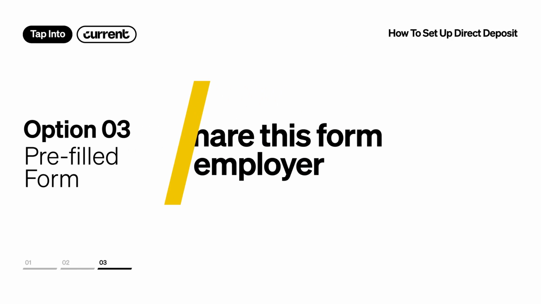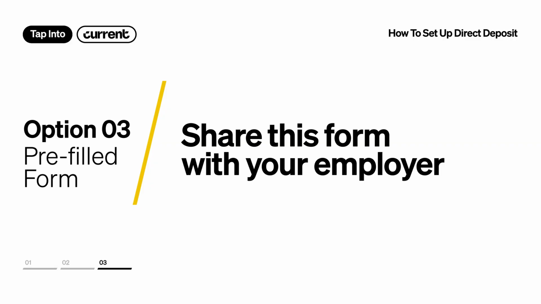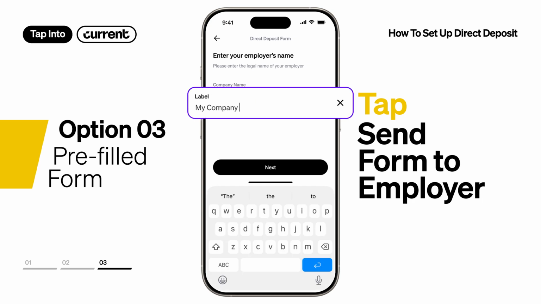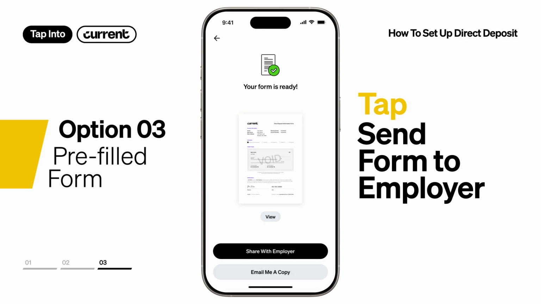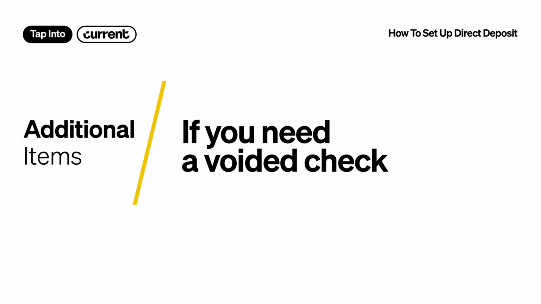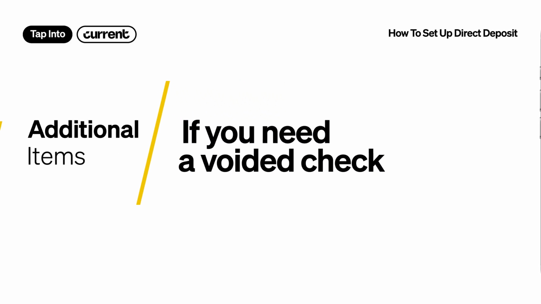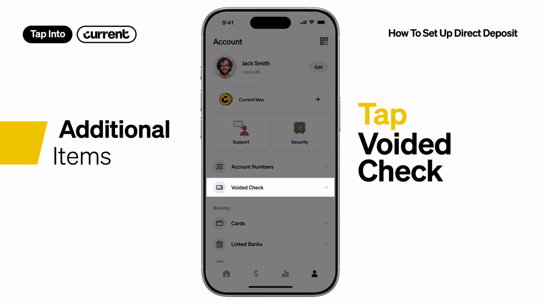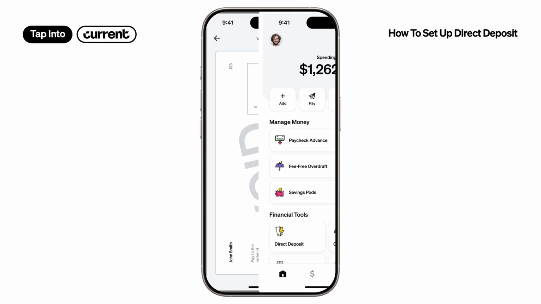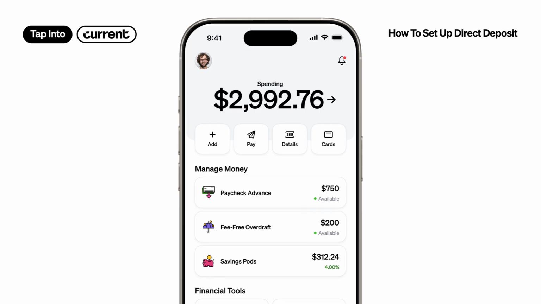Additionally, if you can't find your employer, you can send them a pre-filled form. On the Setup Direct Deposit screen, tap Send Forward to Employer. Follow the steps to enter your employer's name and ensure your form is ready, including all of the information they need. Some employers might require additional information, like a voided check. You can find that in the Account tab underneath Payroll Deposits in the menu. Once everything is set up, your paycheck will arrive in your current account as soon as we receive it.